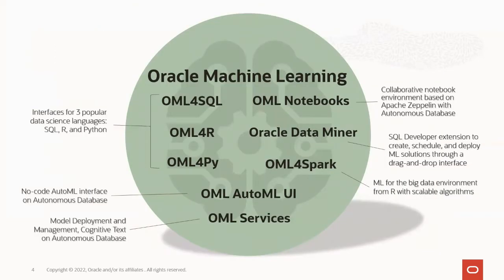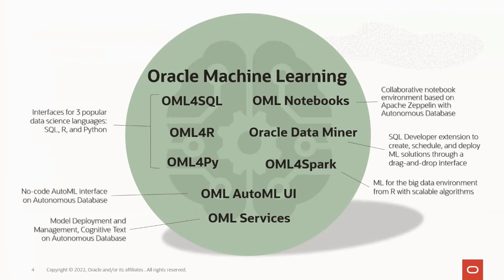Oracle Machine Learning consists of a family of products supporting data science projects, and it focuses on interfaces for three popular languages, SQL, R, and Python. For interaction with Oracle Autonomous Database, we provide OML notebooks based on Apache Zeppelin with interpreters for SQL and Python, and we'll be adding R soon. We also have the Oracle Data Miner user interface, a SQL Developer extension that enables users to create, schedule, and deploy analytical workflows through a drag and drop interface.